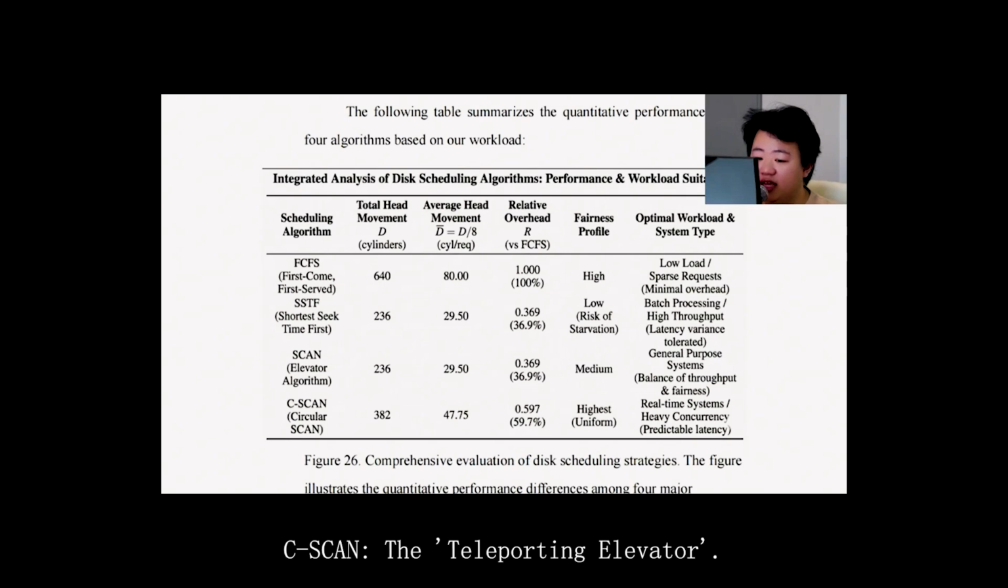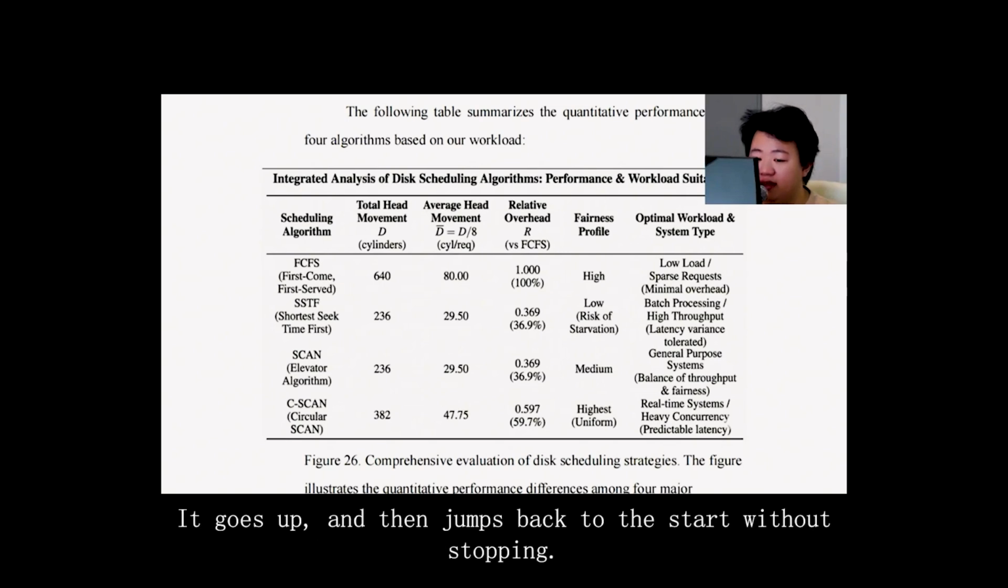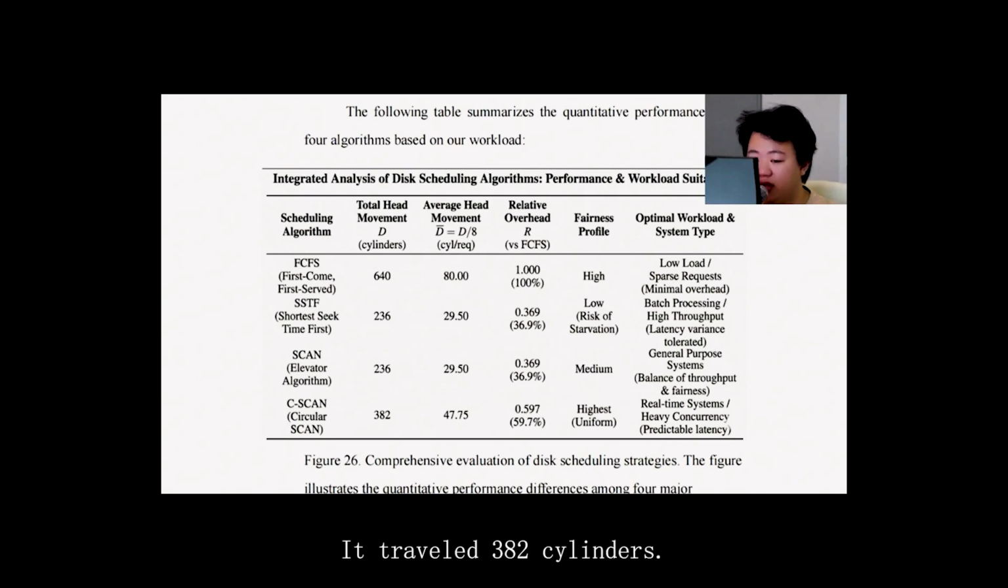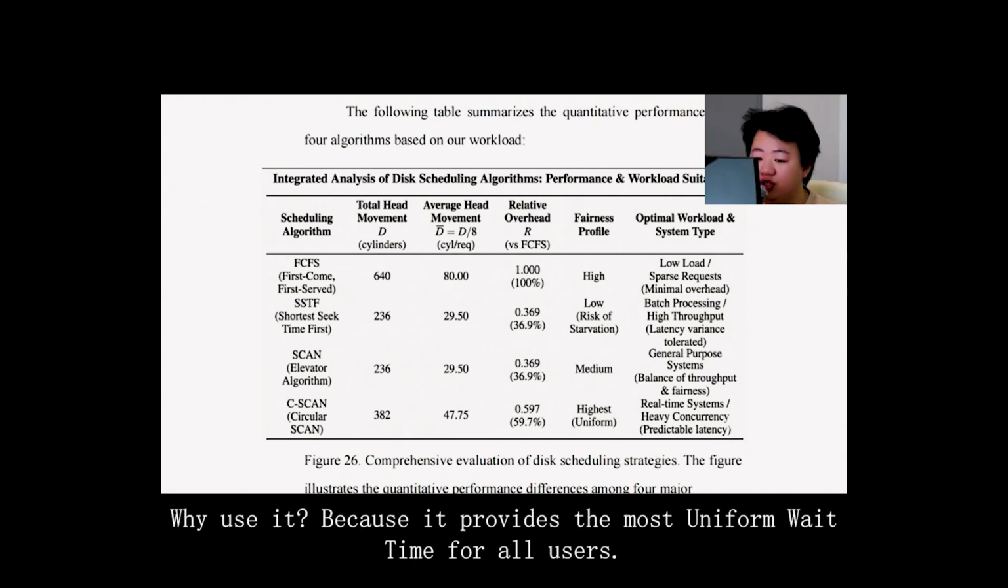C-SCAN. The teleporting elevator. It goes up and then jumps back to the start without stopping. It travels 382 cylinders. Why use it? Because it provides the most uniform wait time for all users.